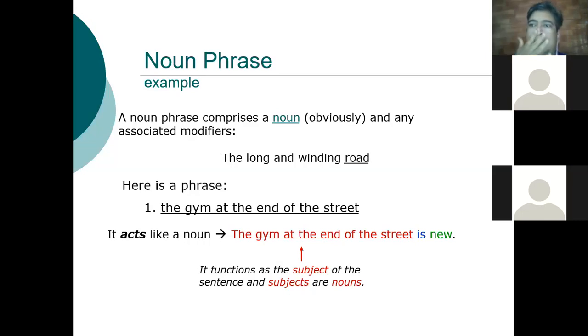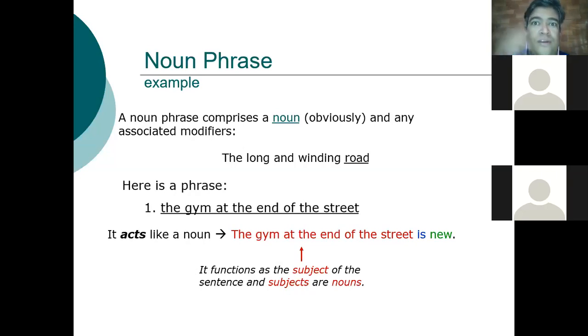Hay un montón de palabras. The gym at the end of the street. Todo ese montón de palabras act just like a noun. ¿Cuál sería el sustantivo que estaría refiriéndose a toda esa frase? El gimnasio. El gym. Muy bien, Oriana. The gym at the end of the street is new. Sería la oración. Is new. ¿Ya? Pero yo también podría decir the gym is new.